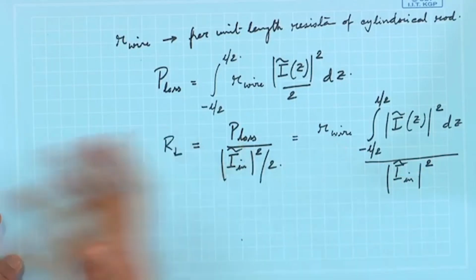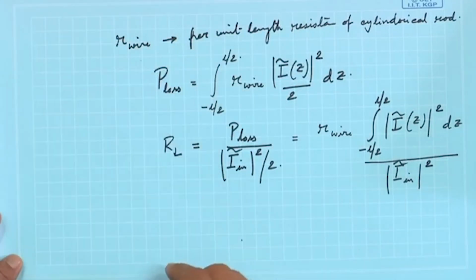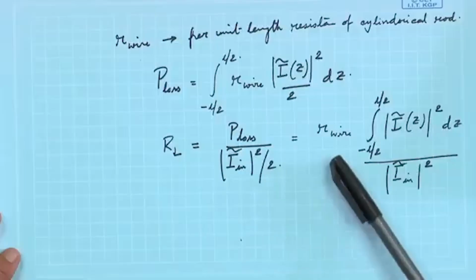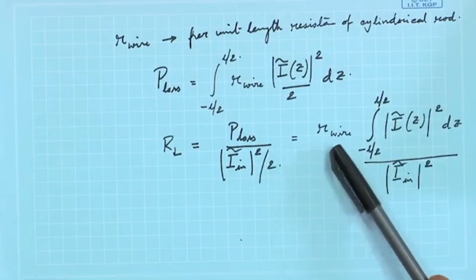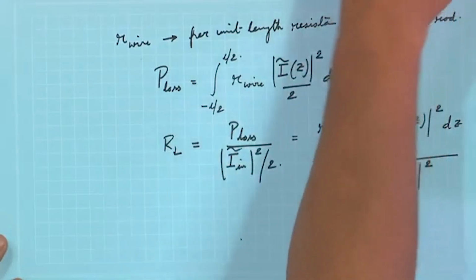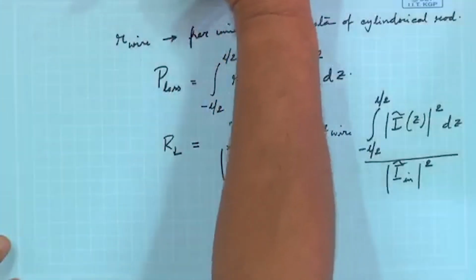This R wire expression is available because for a transmission line, the per unit length resistance formula is there in terms of the length, the diameter, the skin depth and other things, so the conductivity of the antenna. So, you can put that in, but the problematic thing is how do you find this X in? Actually, people have found it.